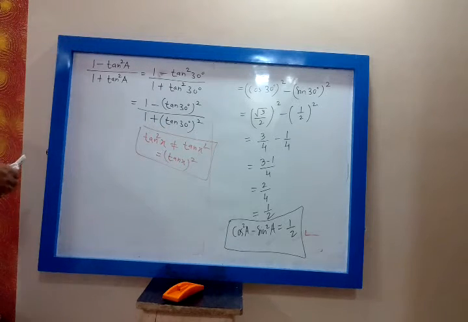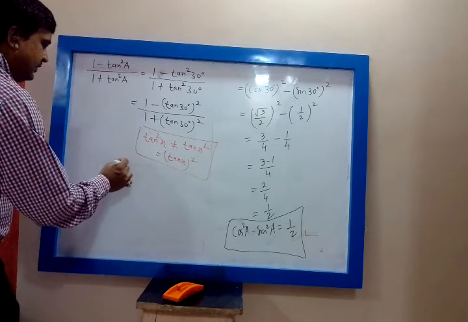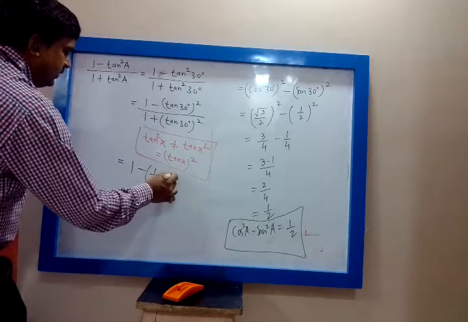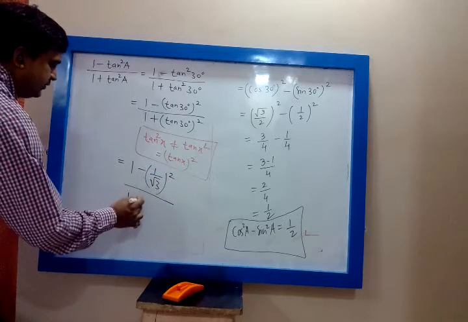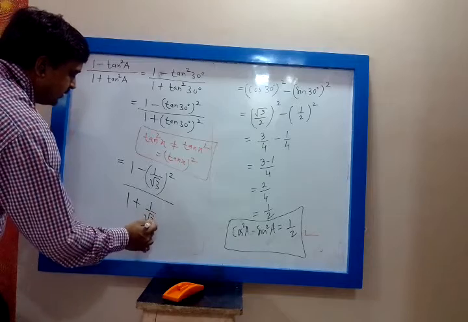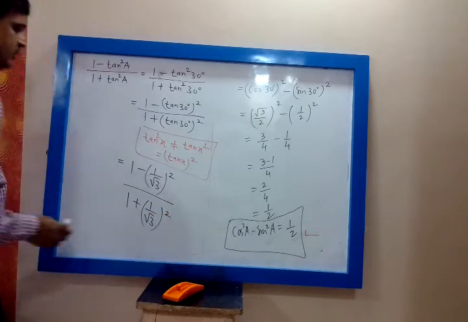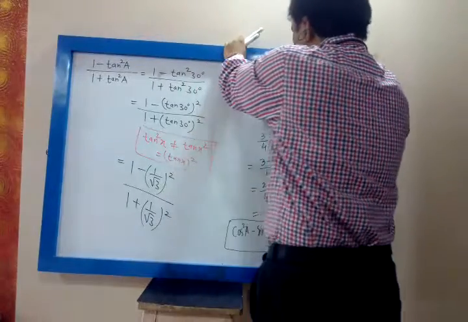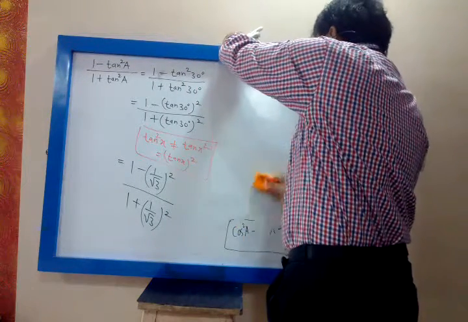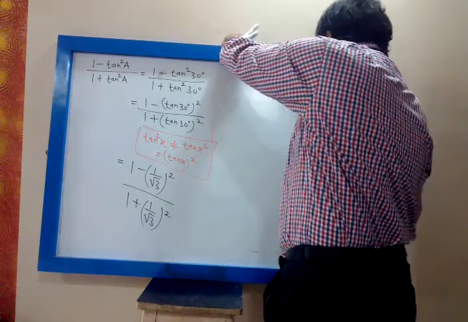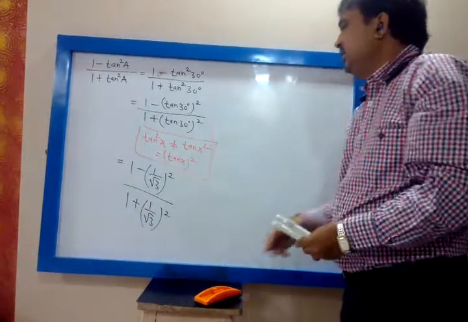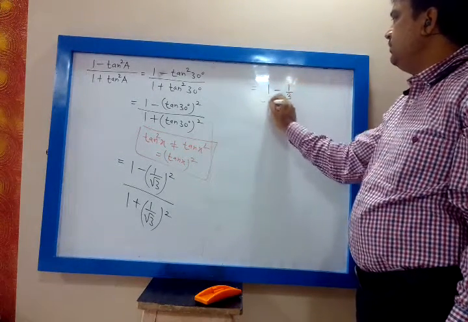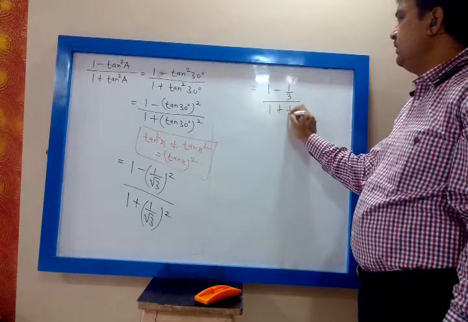Now put the value. What is tan 30 degree? 1 by root 3 square. 1 minus 1 by root 3 square upon 1 plus 1 by root 3 square. Let us simplify. 1 minus 1 by root 3 square is 1 minus 1 by 3. So 1 minus 1 by 3 upon 1 plus 1 by 3.